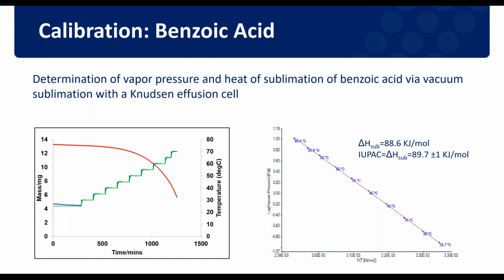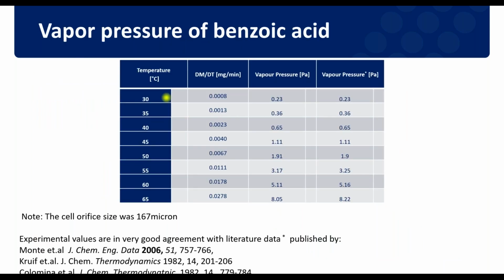And now we're going to go into a little bit about how this calibration is done with benzoic acid. This is one experiment, but here are actual data points from multiple experiments. This is the mass loss rate, the vapor pressure at each temperature, and a repeat to see the kind of repeatability that we get using this method. There's a back calculation of the orifice size, and this data is in very good agreement with previously published literature data.